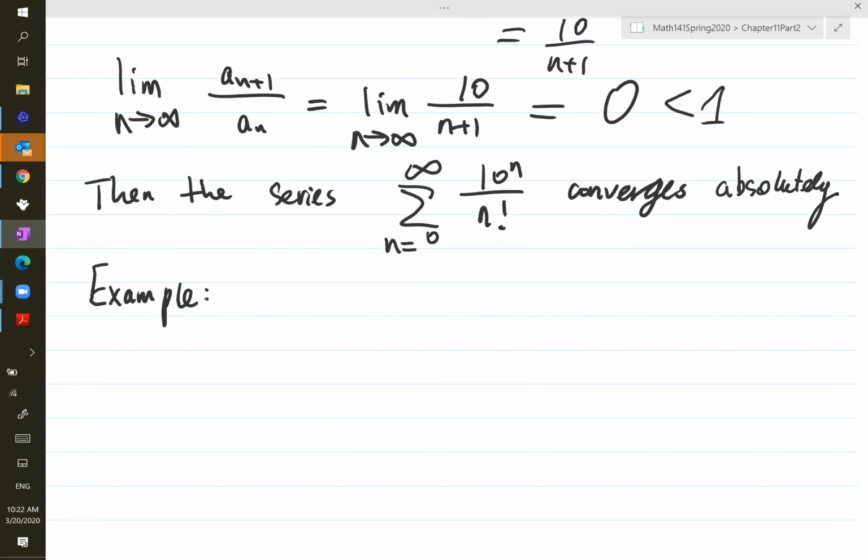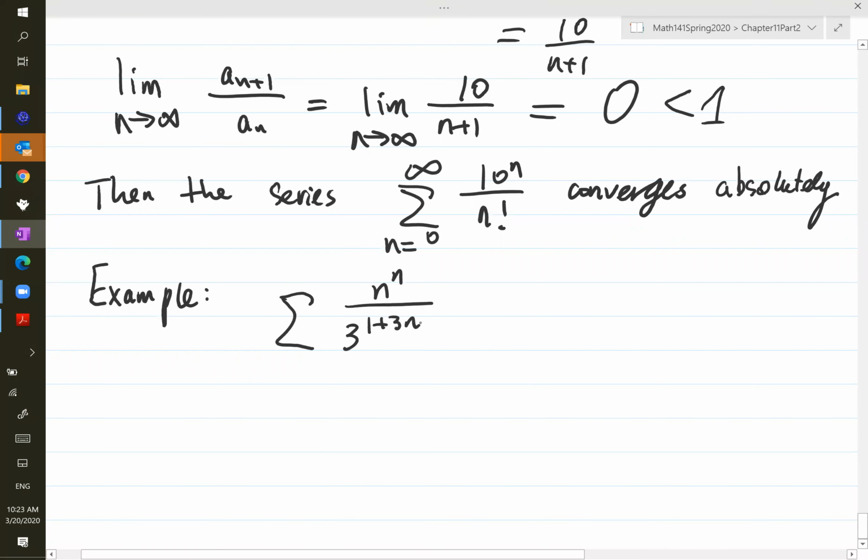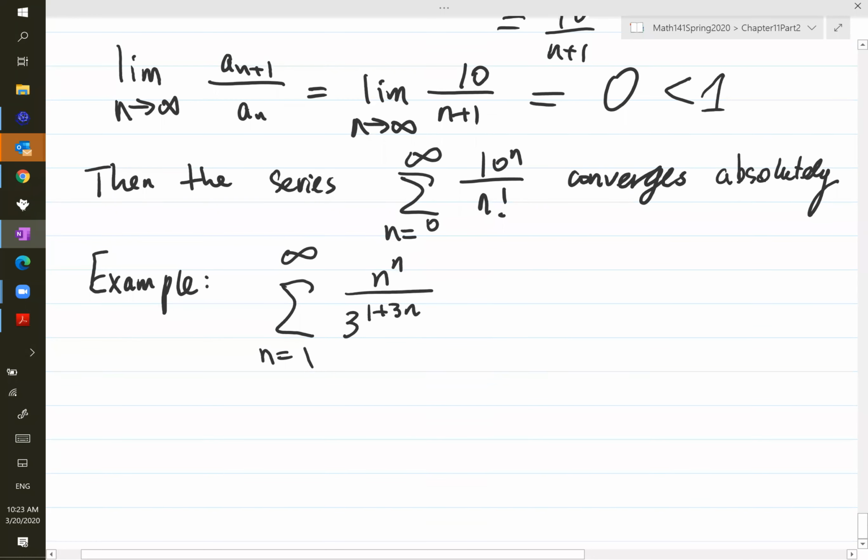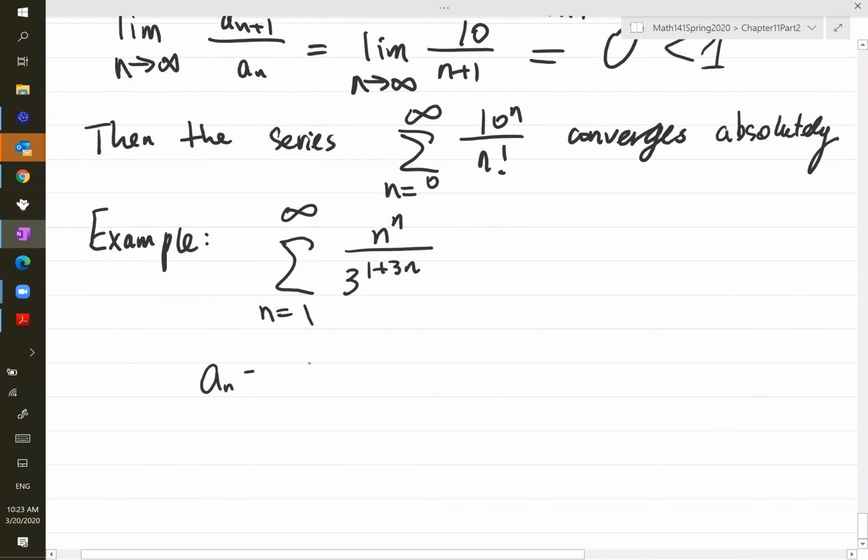Let's see this example. The sum from n equals 1 to infinity of n to the power n over 3 to the power 1 plus 3n. So here a_n is n to the power n over 3 to the power 3n plus 1. Now we find the ratio.